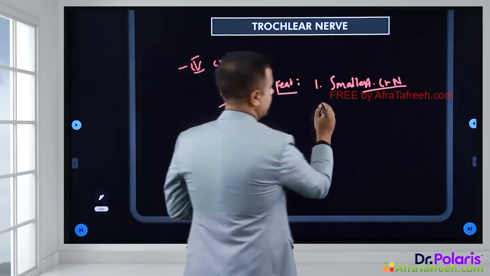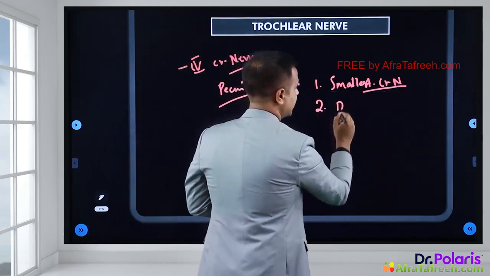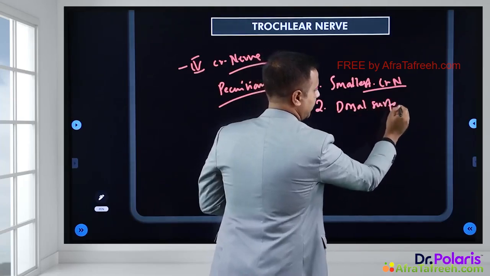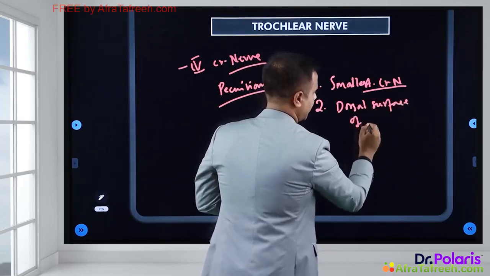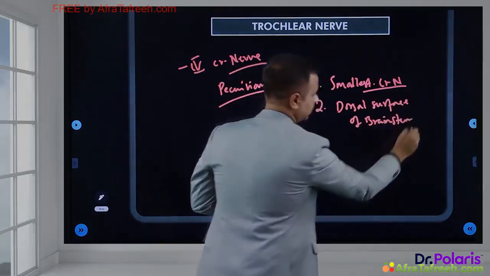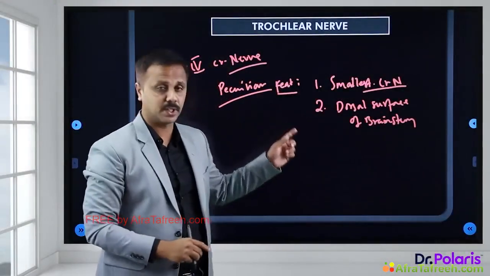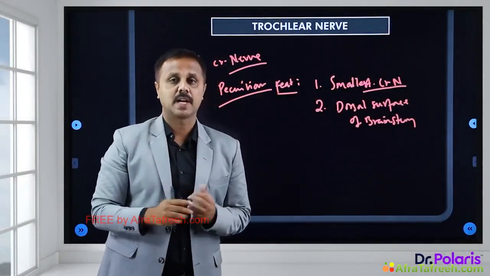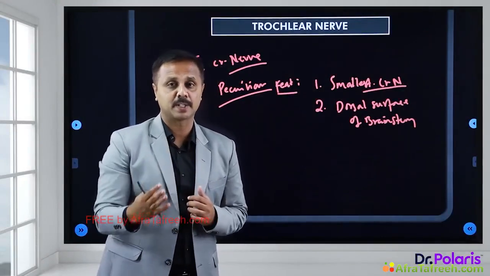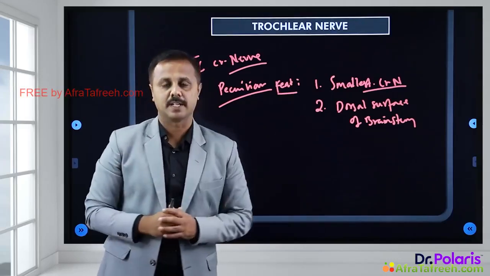Then, this is the only nerve which arises from the dorsal surface of the brain, the dorsal surface of the brainstem. The second important peculiar feature: all cranial nerves starting from the 3rd to the 12th cranial nerve are attached to the ventral aspect of the brainstem, except for the trochlear nerve.